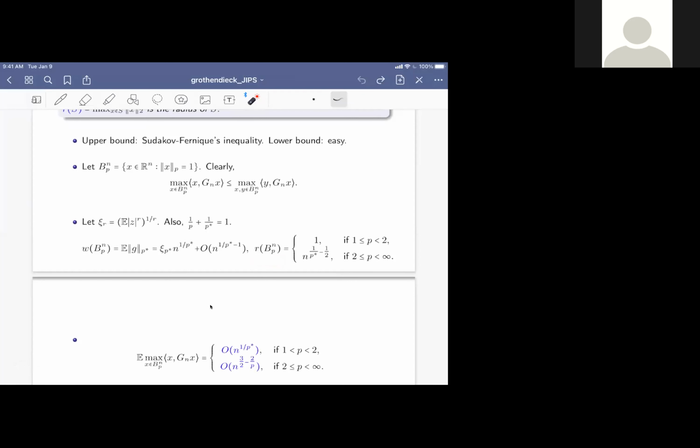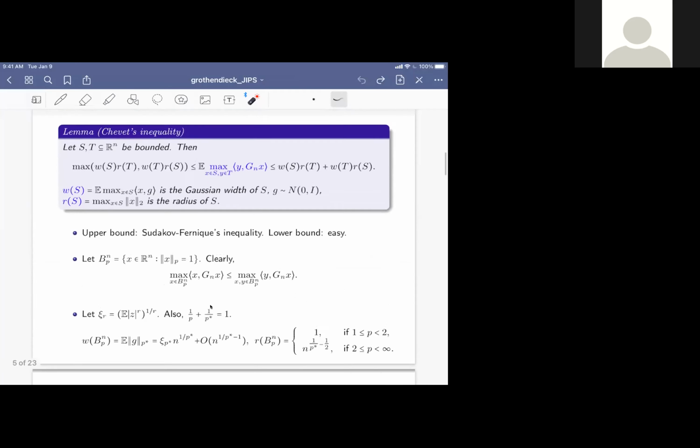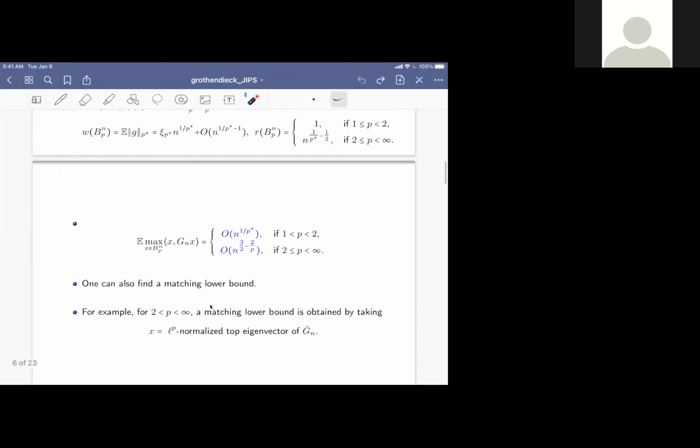So we compute these parameters for the unit Lp ball, and we plug them into the upper bound to obtain that the expected value of the Lp Grothendieck problem can be bounded above by some constant times n to the power 1 over p star when p is between 1 and 2, and some constant times n to the power 3 over 2 minus 2 over p when p is between 2 and infinity. One thing I should point out here is that this exponent is continuous at p equal to 2. For p equal to 2, it matches with half.